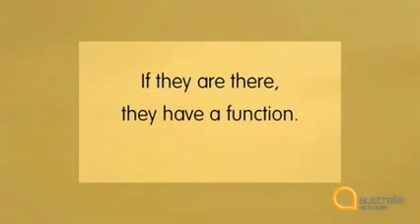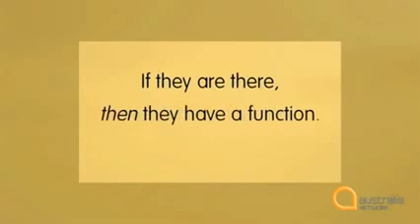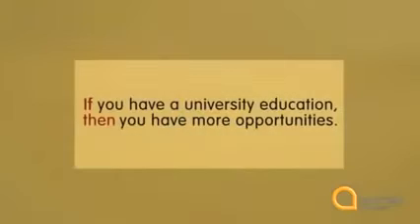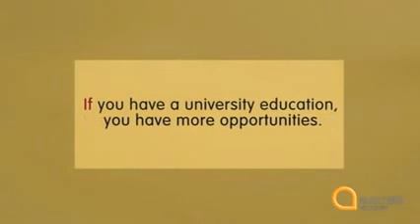Look at the second example in the extract. If they are there, they have a function. Notice that the then is left out in this example. Then is optional. He could have said if they are there, then they have a function. Let's look at some more. If you have a university education, then you have more opportunities. But the then is optional. You can leave it out. If you have a university education, you have more opportunities.